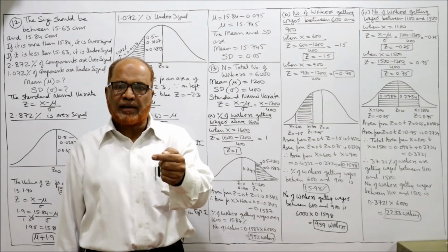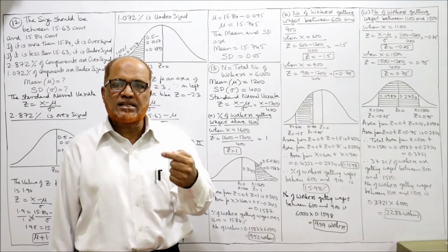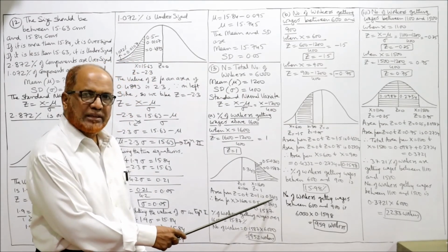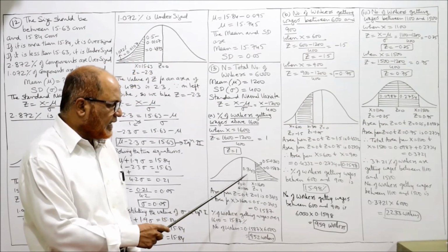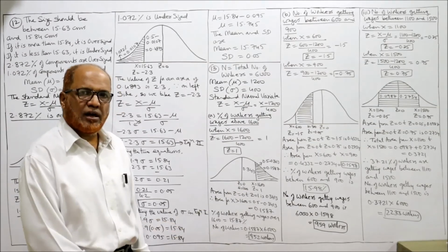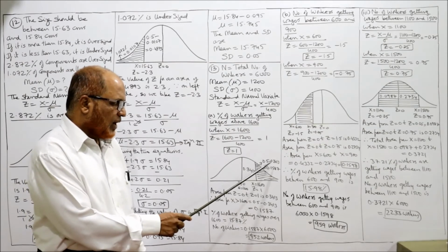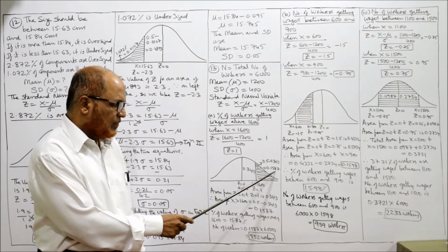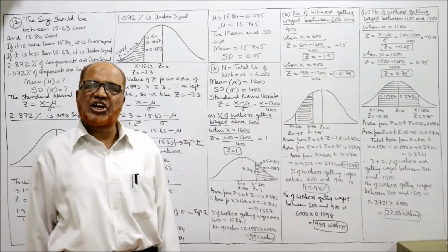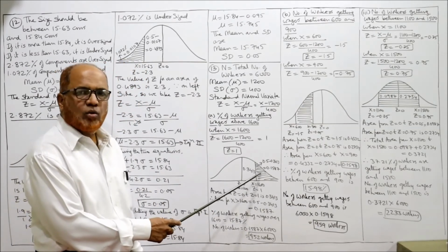So 1 under 0. If you refer the table, row 1, column 0. So 1 under 0, you will get 0.3413. So this unshaded area we got 0.3413. So what is the shaded area? So 0.5, total area right hand side 0.5. 0.5 minus 0.3413, 0.1587. So shaded area we got 0.1587. So shaded area कौन सा है?